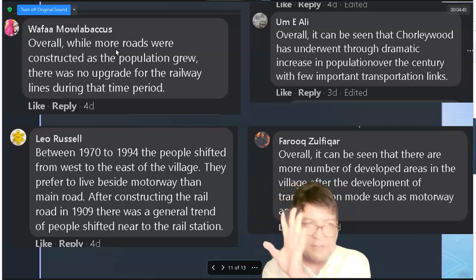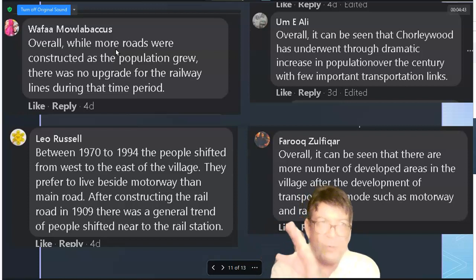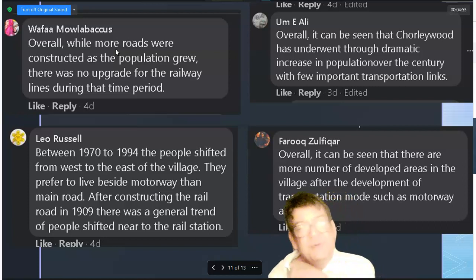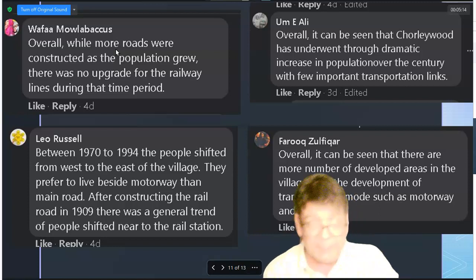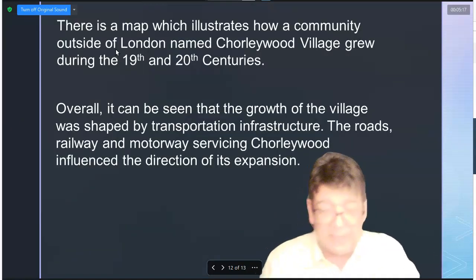When you present time, present it chronologically, in the order that it happened. It's confusing otherwise. What has undergone about a century with few important transportation links. Don't make judgments. Few is judgmental. And overall, it can be seen that there are more developed areas in the village after the development of transportation modes. Yes, but more importantly, you need to say how the transportation influenced the development. That's what we're looking for. That's the key point. The main information is the connection.